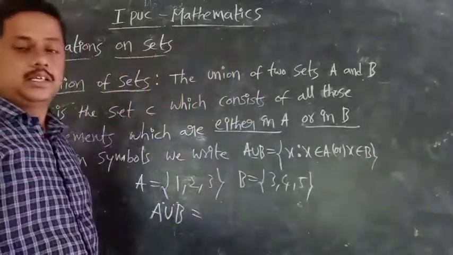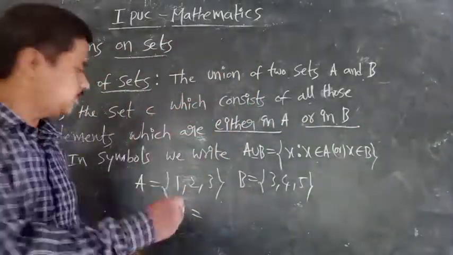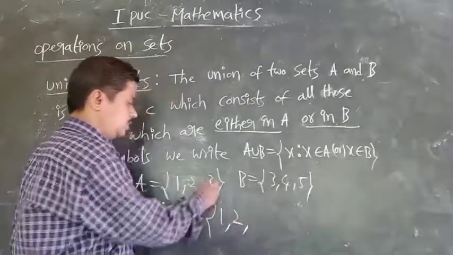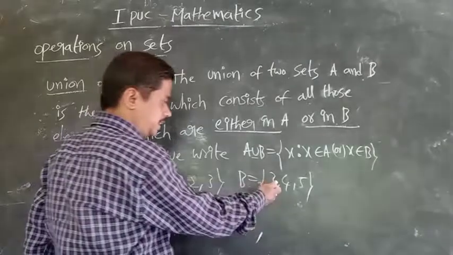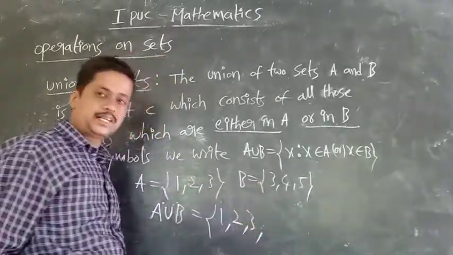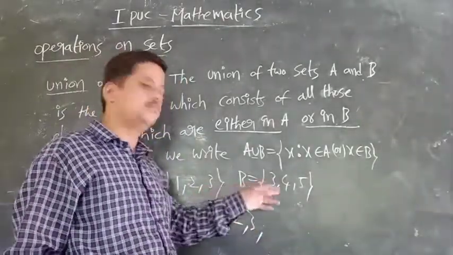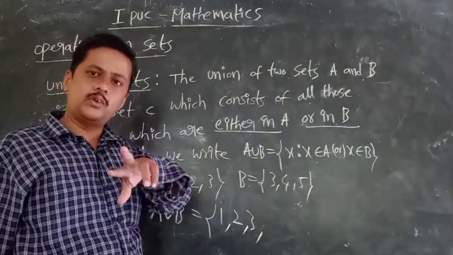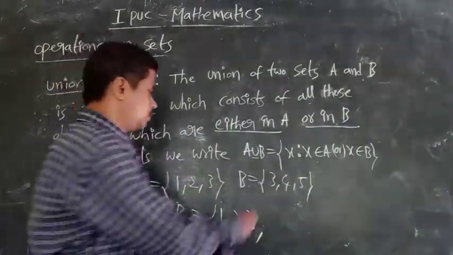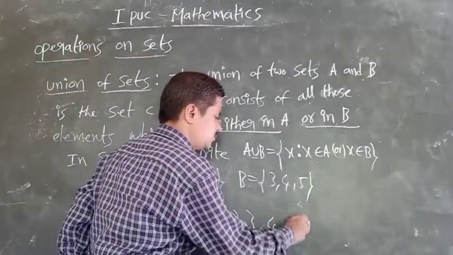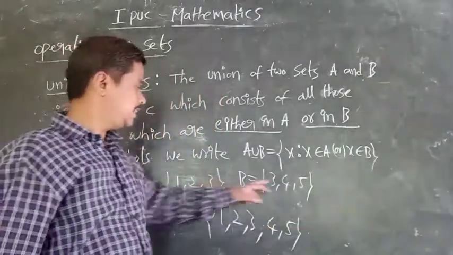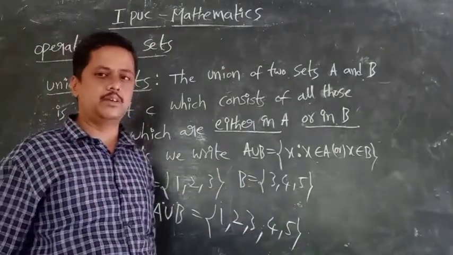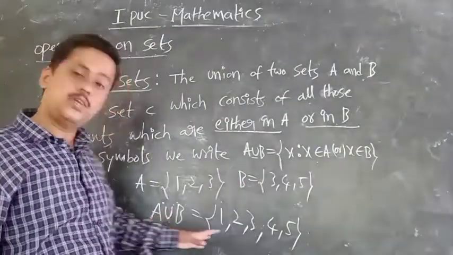Okay. So all the elements you have to write. One is there, write down 1. 2 is there, write down 2. 3 is there, write down 3. Here 3, don't write another time. Okay. If already there, don't write again and again. 2 times don't write. Write 1 time. Okay. 4, write down 4, 5. Understand? 3 is there in both the sets. So write any one time. Enough. Okay. So this is the union of sets.